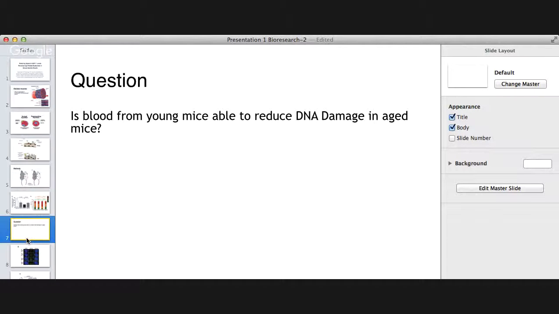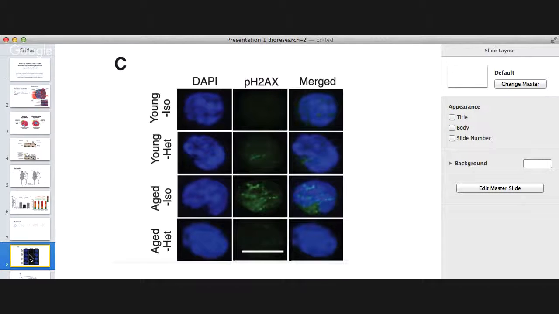I'll go through the top. DAPI is a stain for satellite cells up in the top, and it shows the grooves of the DNA. It's apparent all throughout in young as well as aged.